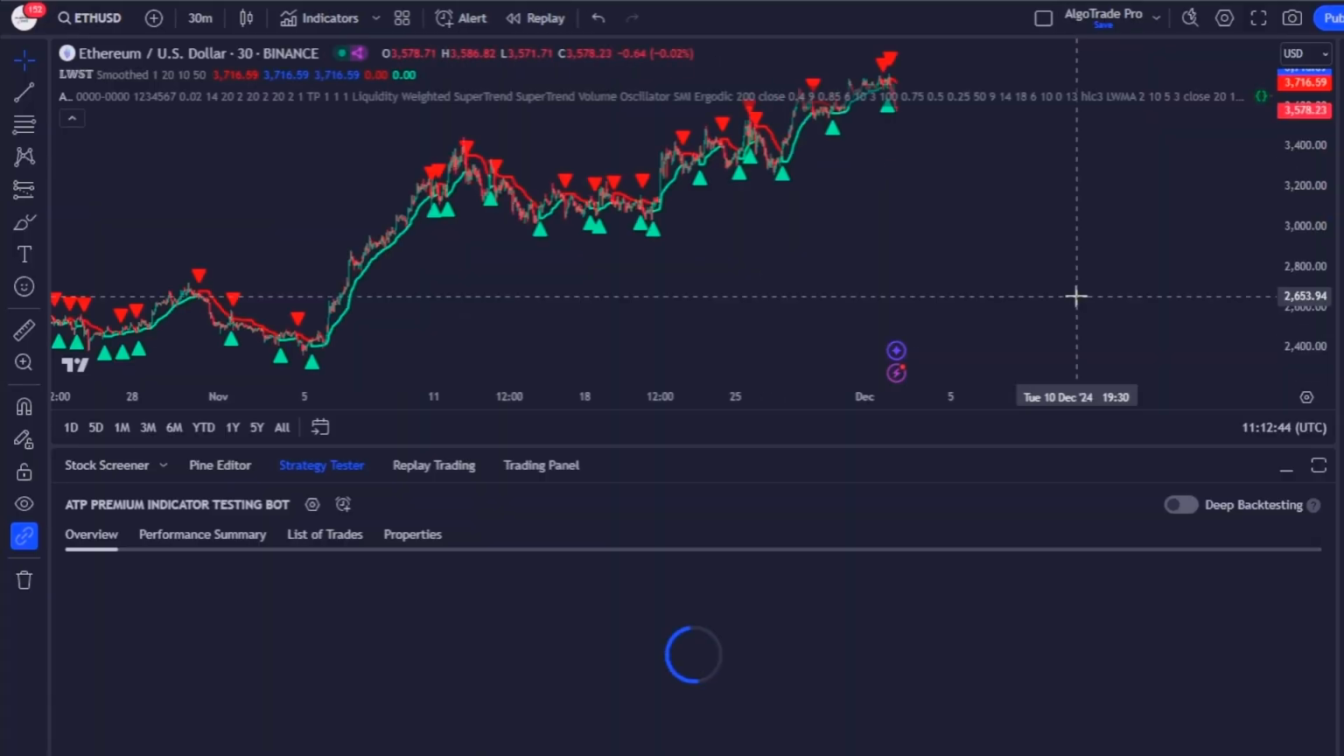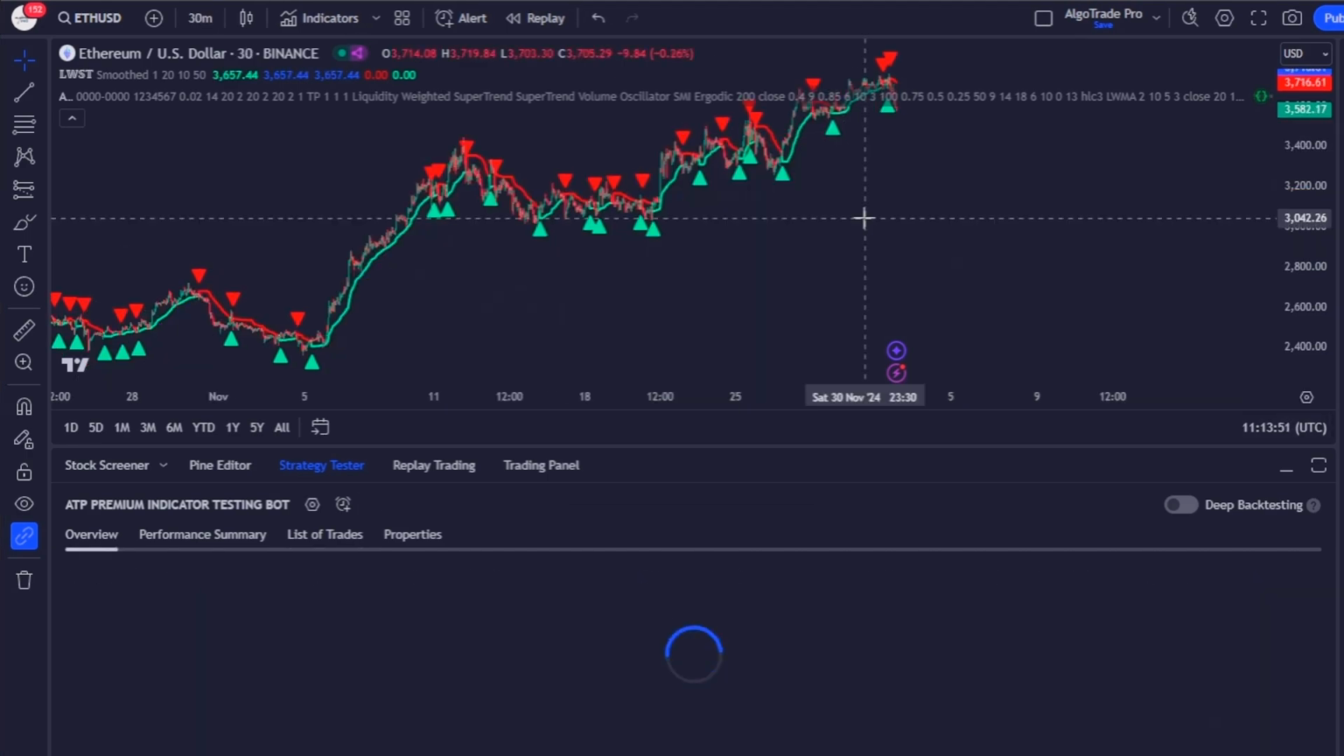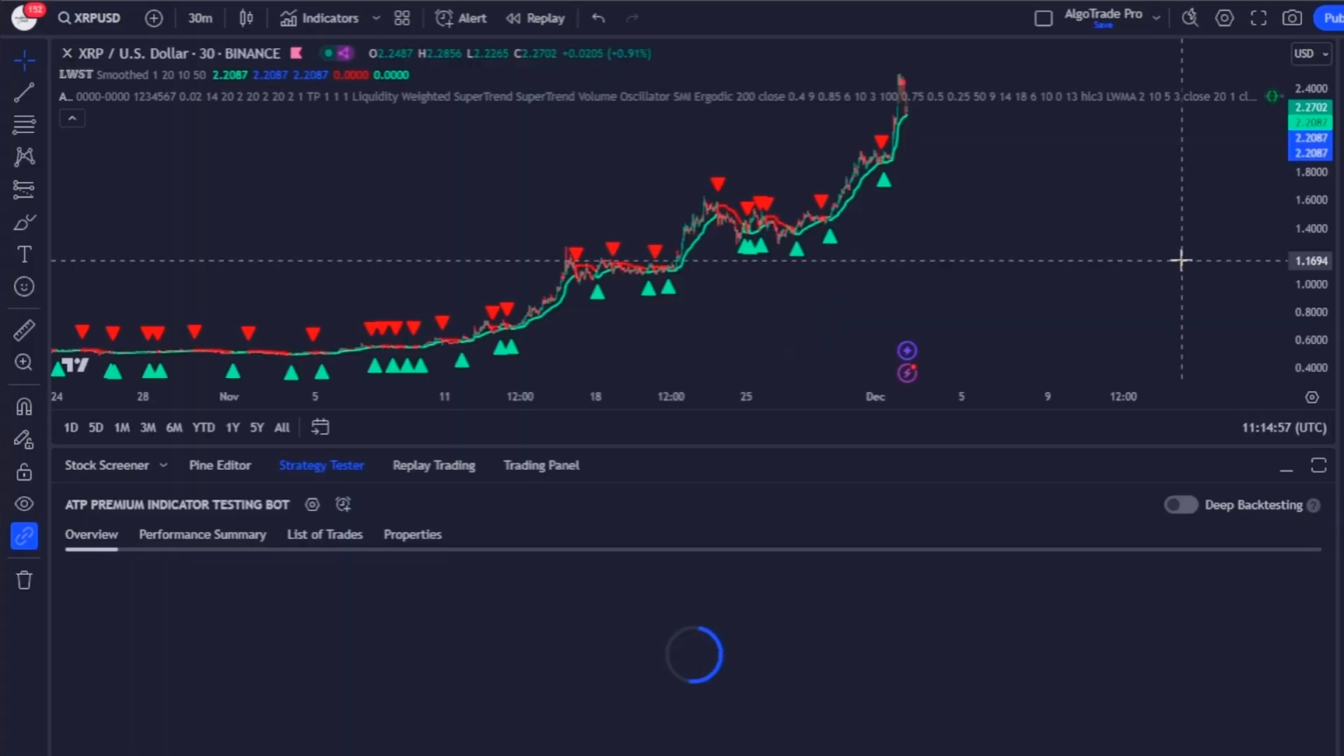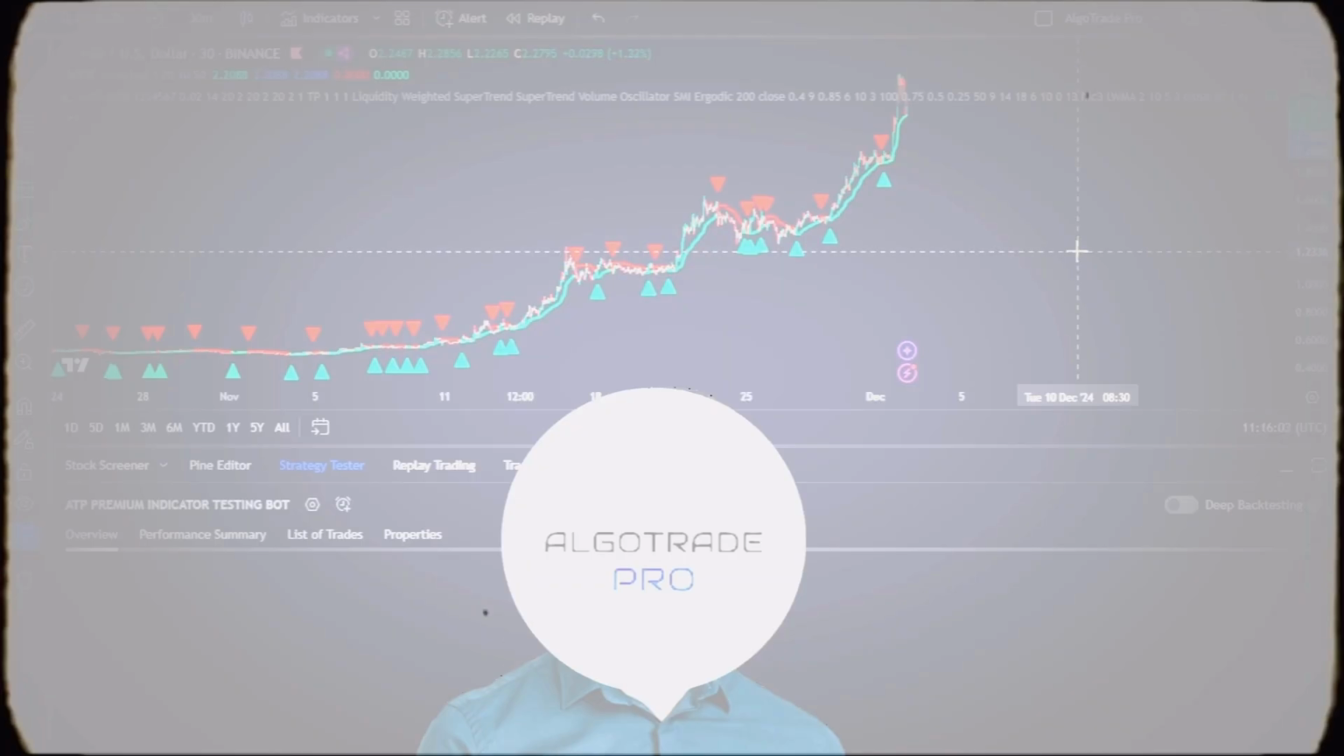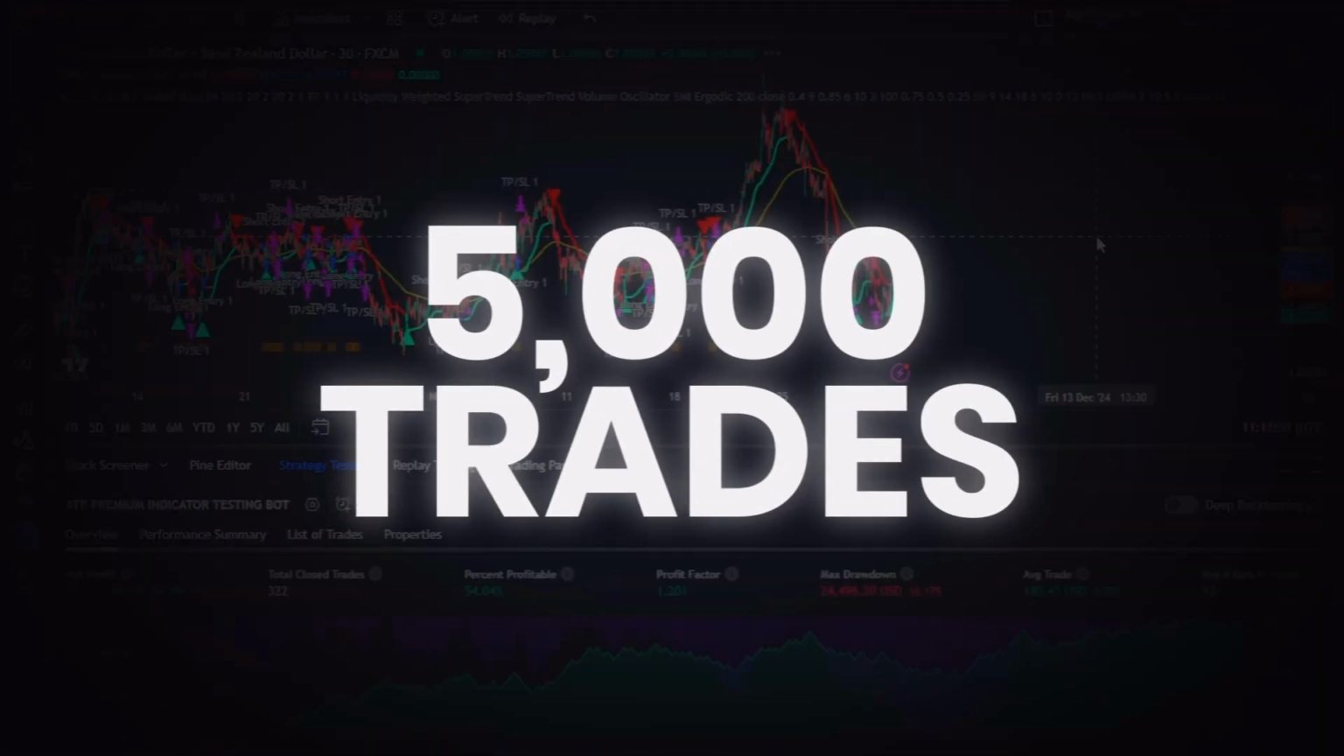Over the next few minutes, we will analyze its accuracy and profitability across multiple assets and timeframes in a backtest with more than 5,000 trades.